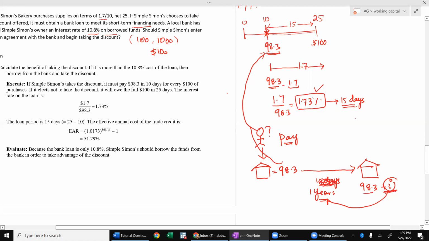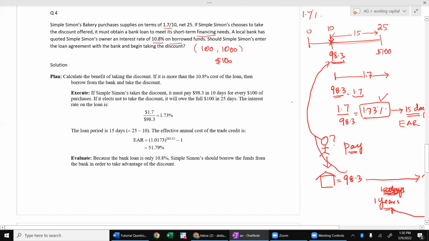Okay, so to do that, what do we need to do? We calculate the effective annual rate. Sometimes they write cost, but here they have written effective annual rate. Effective annual rate is equal to 1 plus EPR, where EPR means the rate for 15 days, power 365 divided by 15, where 15 is the period, minus 1.